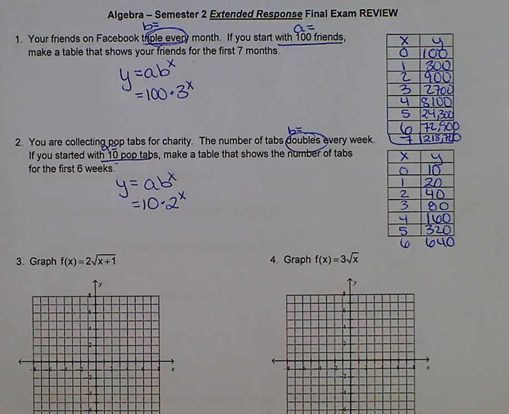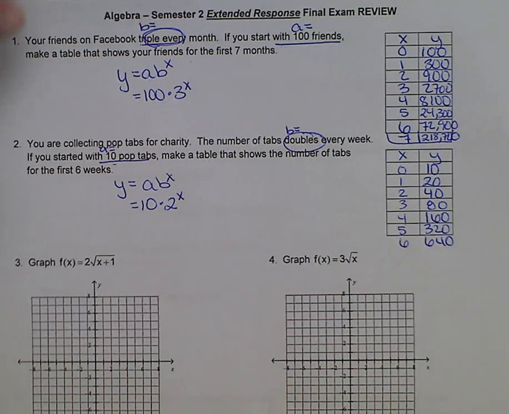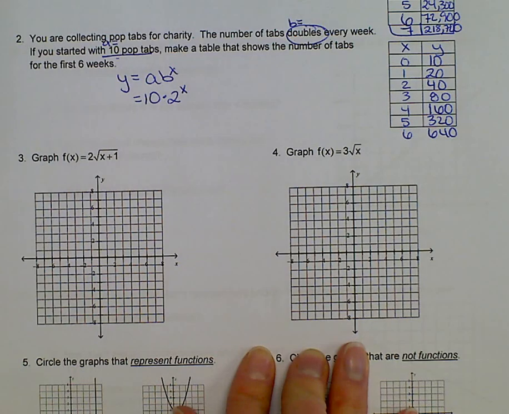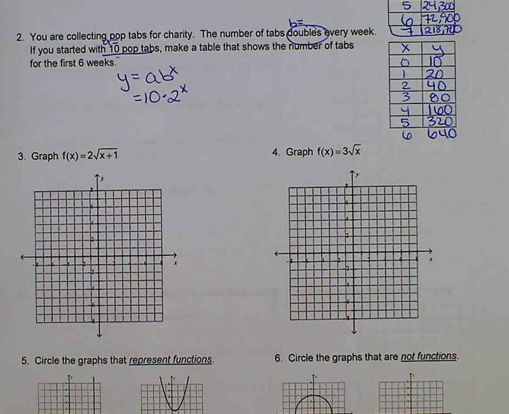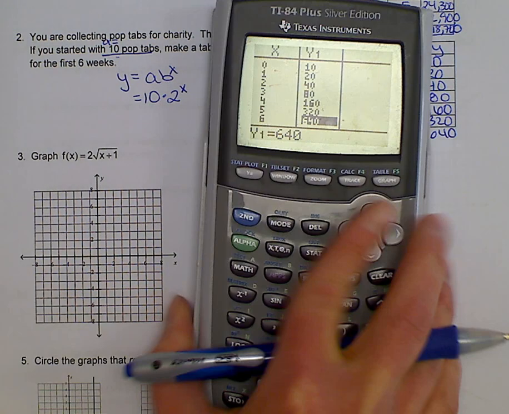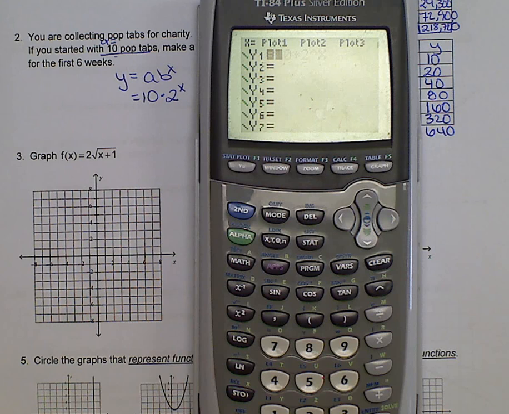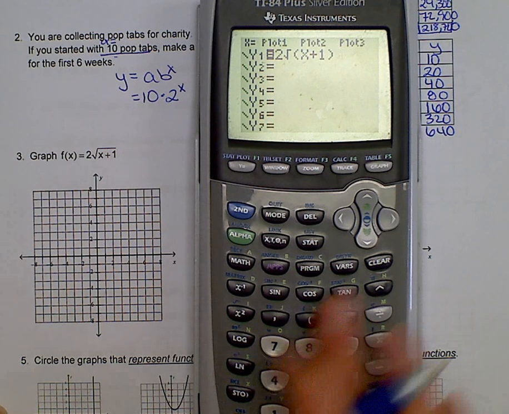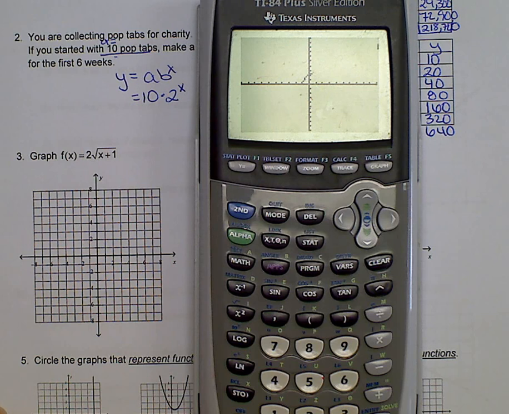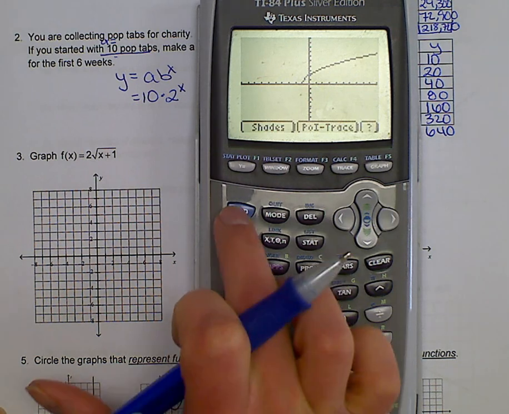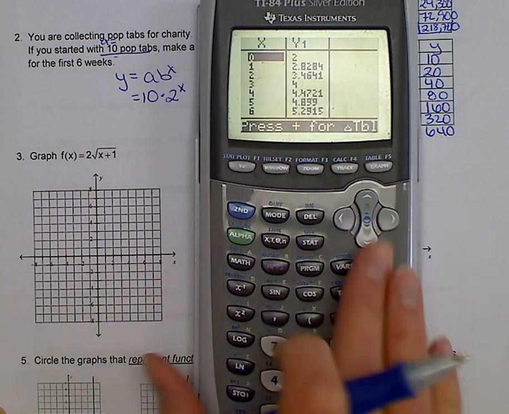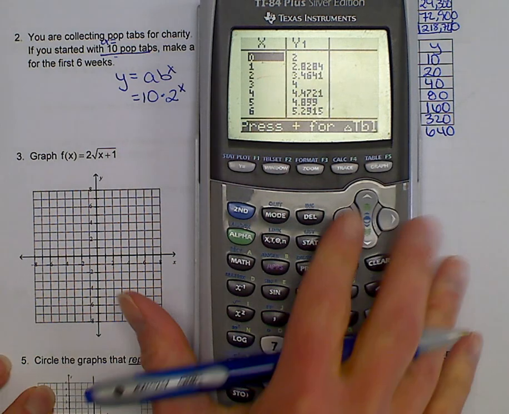Okay, and numbers 3 and 4, it says to graph the following. Okay, since we could use our calculators on the final exam, I'm going to enter this function into the calculator. I'm going to type in 2 square root of x plus 1. And then I'm going to go into the graph, take a look at what it looks like. So now we know the shape. Now I'm going to go into the table and I'm going to take a look at some clear points.